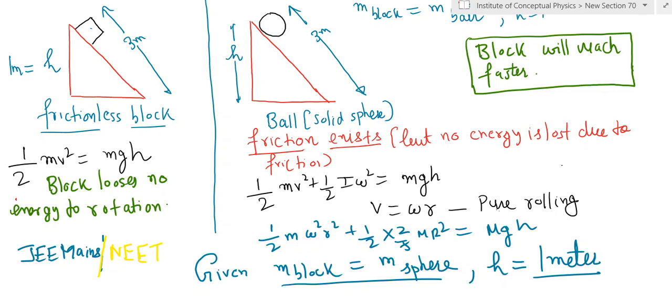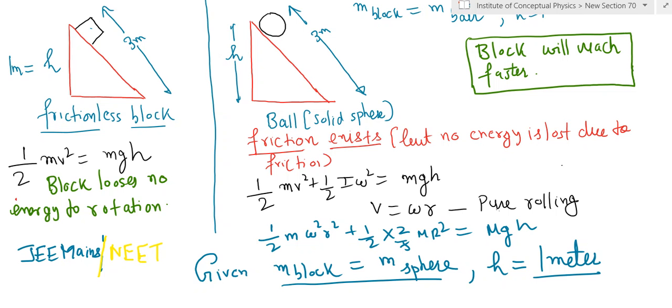It is also known that the block is frictionless, and in the case of the sphere, it is not mentioned whether it is frictionless or not. So we will assume this to be a situation where friction exists. So when the sphere is going down, if there is friction, there will be a case of pure rolling.